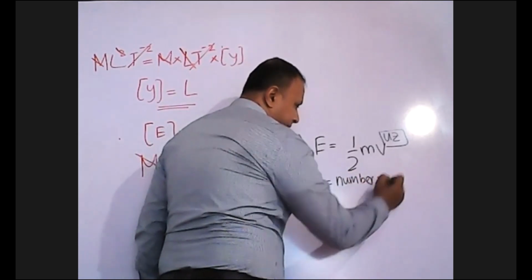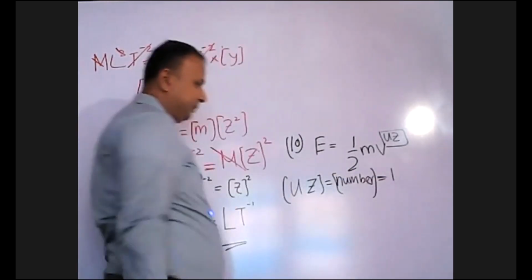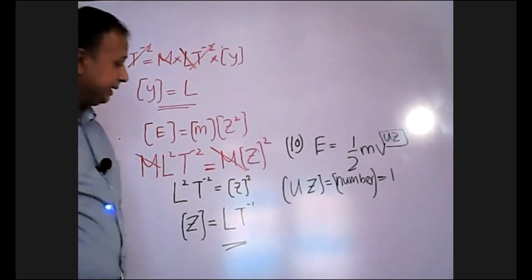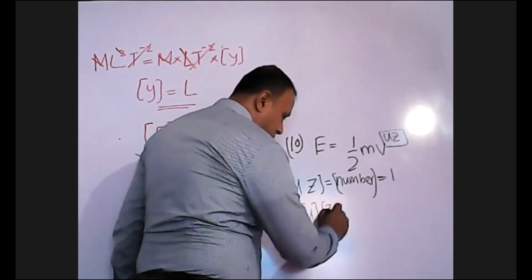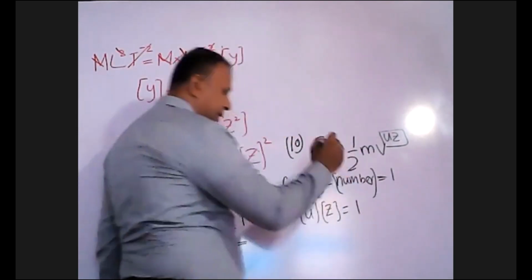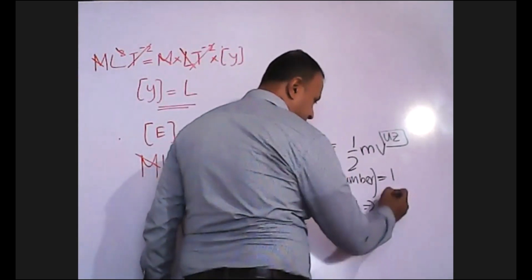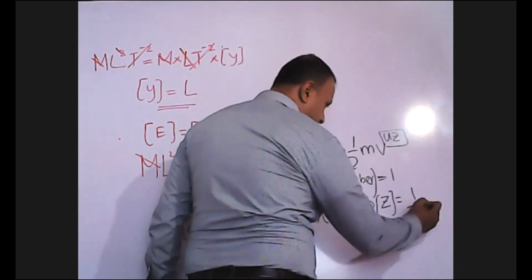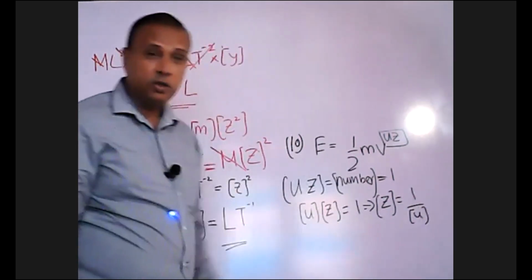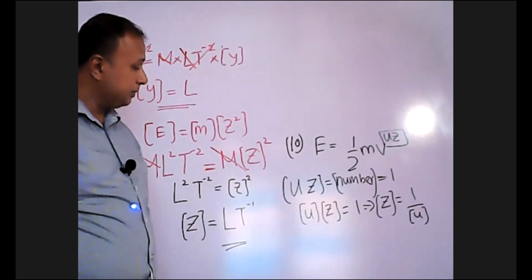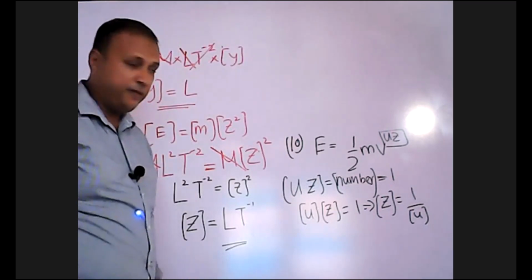Therefore, the dimension is equal to 1. So the product of the dimension of u into the dimension of z is equal to 1. That means the dimension of z is equal to 1 over the dimension of u. You have to bring this one to here. Okay, u means u is a velocity.